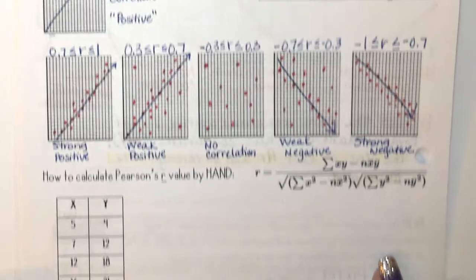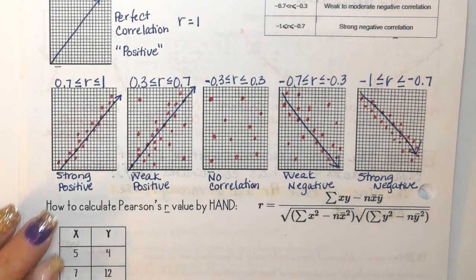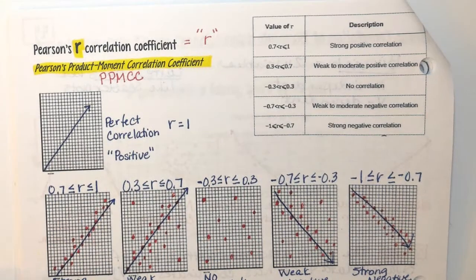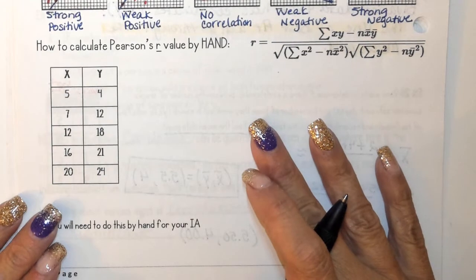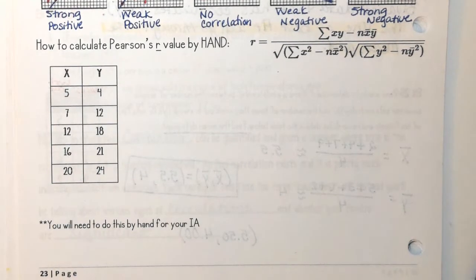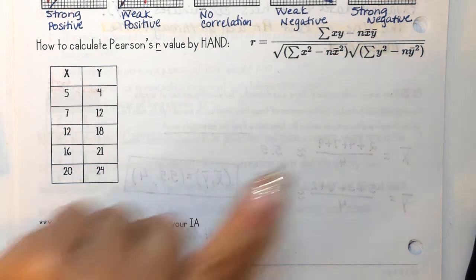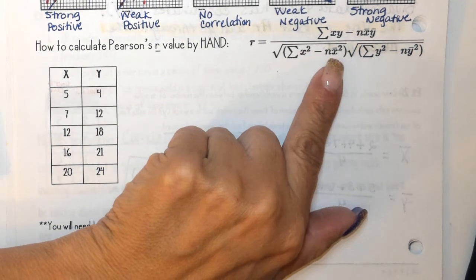All right, again, these all deal with linear. Pearson's product moment is for linear correlations. So here's what I've got: how to calculate Pearson's r value by hand. When you do your Barbie bungee, we are going to calculate Pearson's product moment by hand. Take a second and look at that.